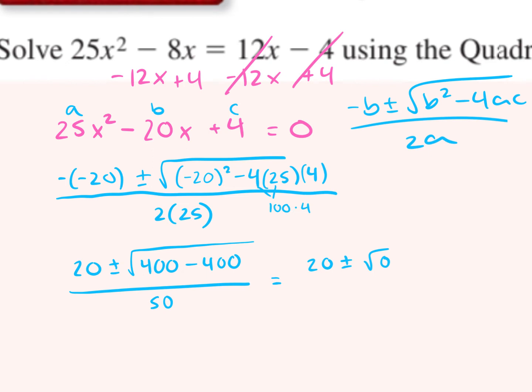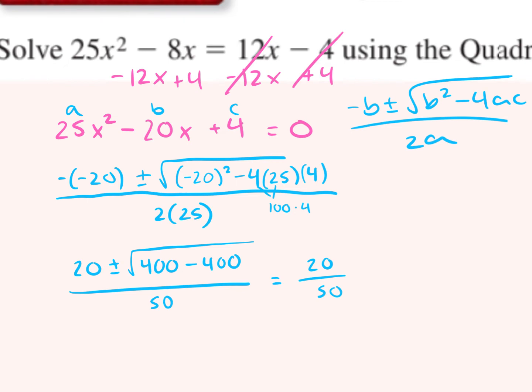What is the square root of 0? 1. Guess again. 0. So it would just go away. So it's 0, so it just goes away. And then it's over 50. And we don't need that plus or minus there anymore because it was plus or minus 0. So we can just get rid of that too.